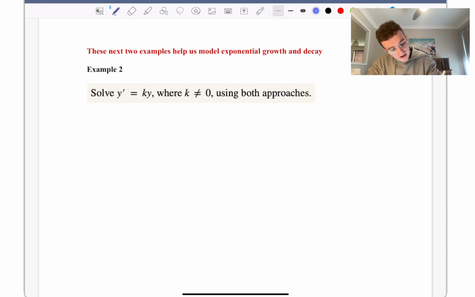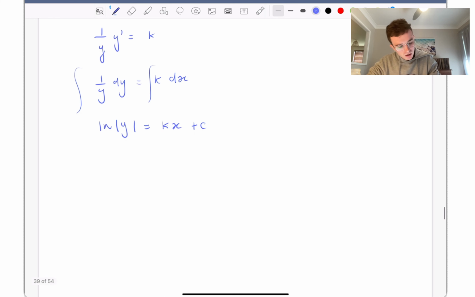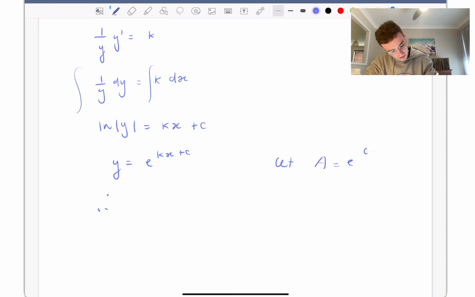So way number one is to divide the y over and say 1 on y, y dash is equal to k, which means 1 on y dy is equal to k dx. Integrate both sides, we get ln of absolute y is equal to kx plus c. Notice when we integrate and arrive with a natural logarithm, we make it an absolute value. So then to find the solution, we're going to raise e to both sides, e to the kx plus c. Then we're going to quickly let a equal e to the c, which means therefore y is equal to a e to the kx.